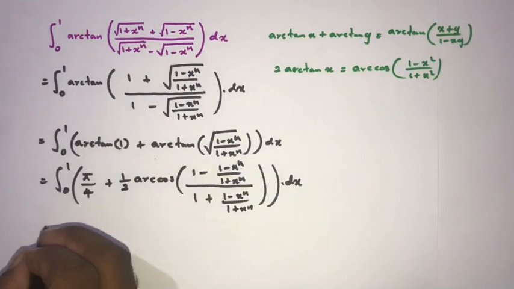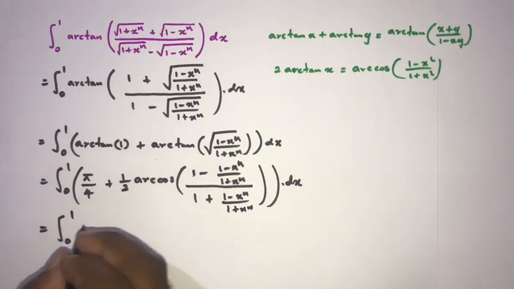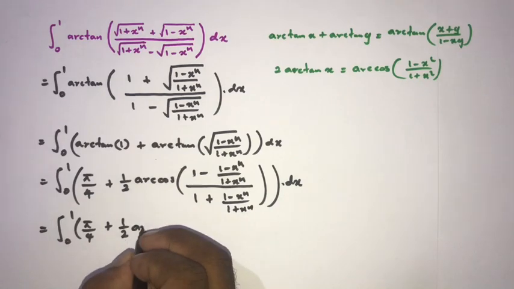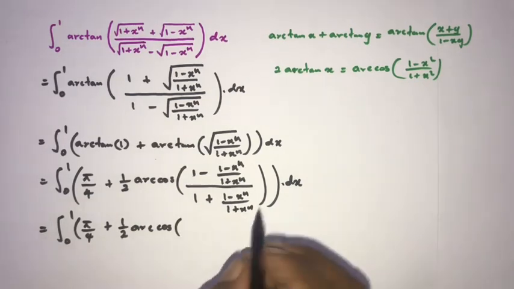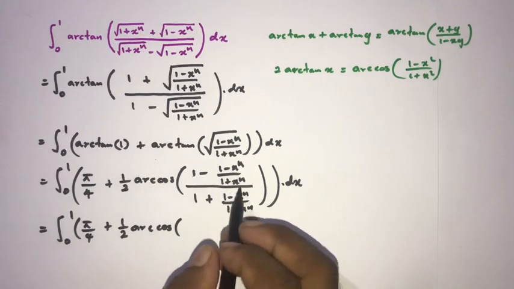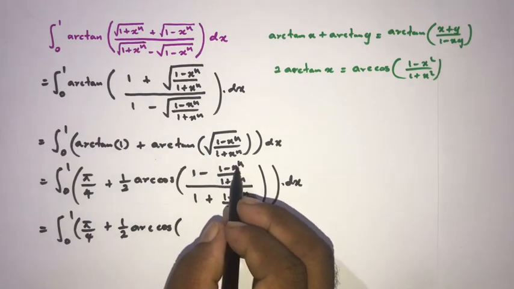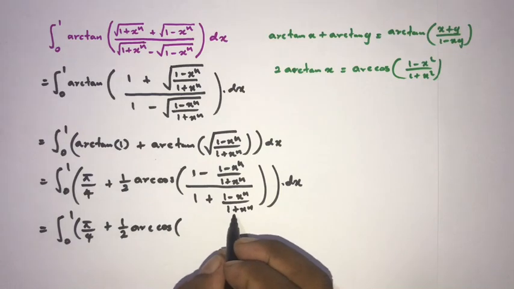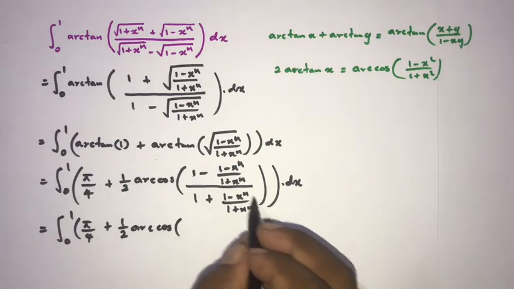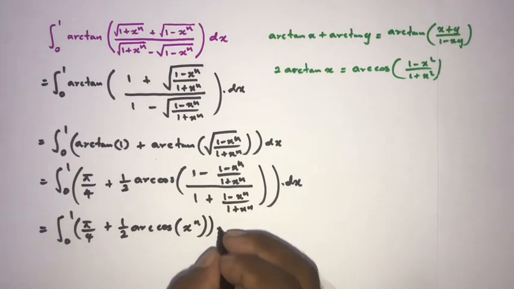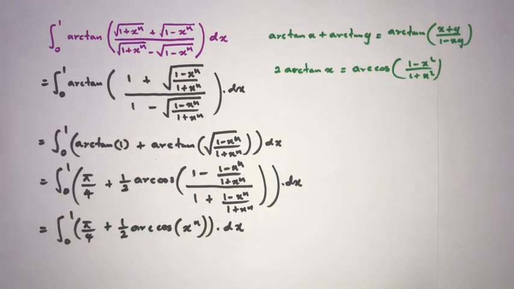dx. Okay, then we can simplify here 0 to 1 pi over 4 plus 1 half arc cosine of, now here if we take common denominator we know 1 plus x to the n get cancelled, here 1 plus x to the n minus 1 then plus x to the n, so 2 times x to the n, but here 1 plus x to the n plus 1 minus x to the n, so 2, so we know 2 get cancelled and here we have x to the n dx.